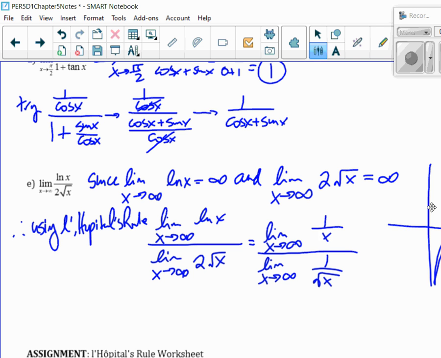You can actually simplify this because they're both x's with the keep change flip. This is divide, right? So if I have x to the power negative 1 divided by x to the power negative a half, what would I get? This subtract this. Negative 1 half. Okay. So I'm going to simplify this. This is the limit as x goes to infinity of 1 over the square root of x. So that is what? 0.